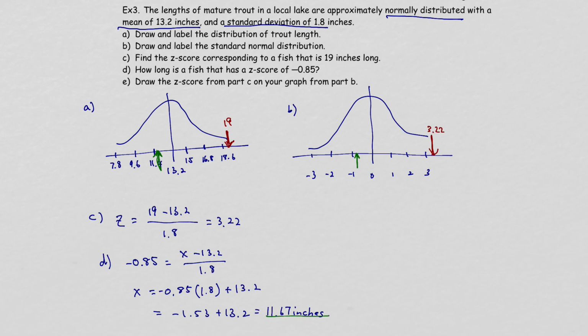What about E? Draw the z-score from part C on your graph from part B. We already did that, right? So it will be this, which is E.